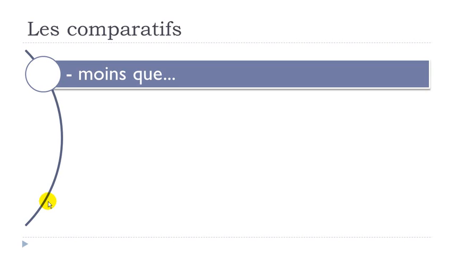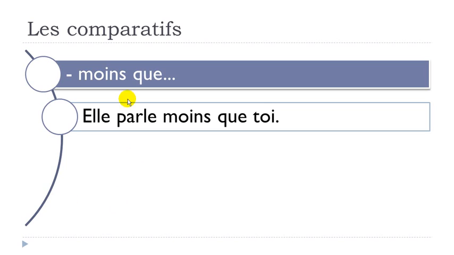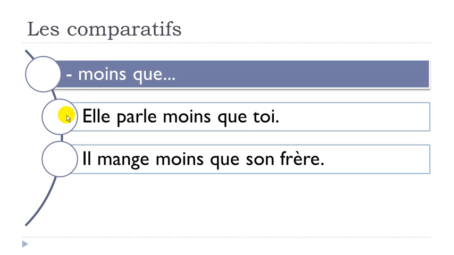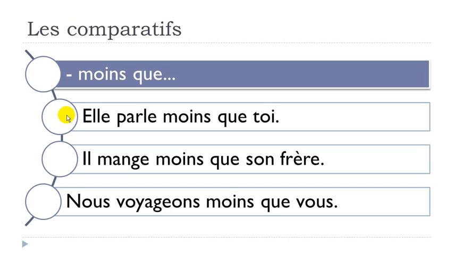And the last one. Moins que. Elle parle moins que toi. Il mange moins que son frère. Nous voyageons moins que vous. One more time. Elle parle moins que toi. Il mange moins que son frère. Nous voyageons moins que vous.